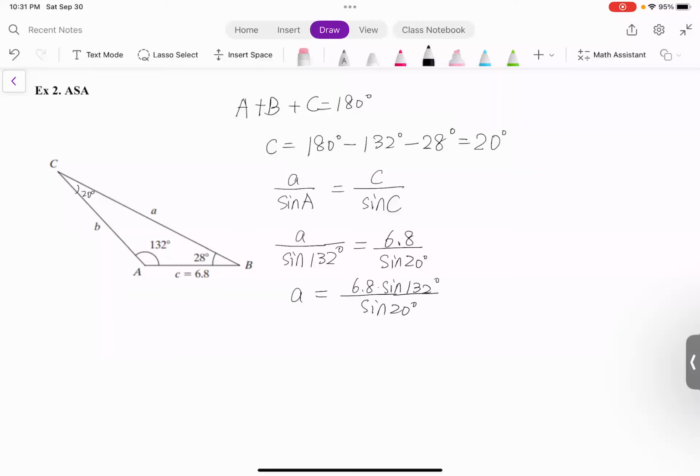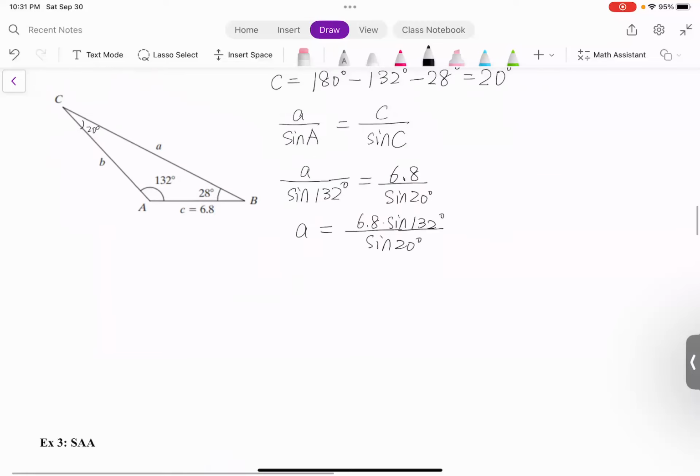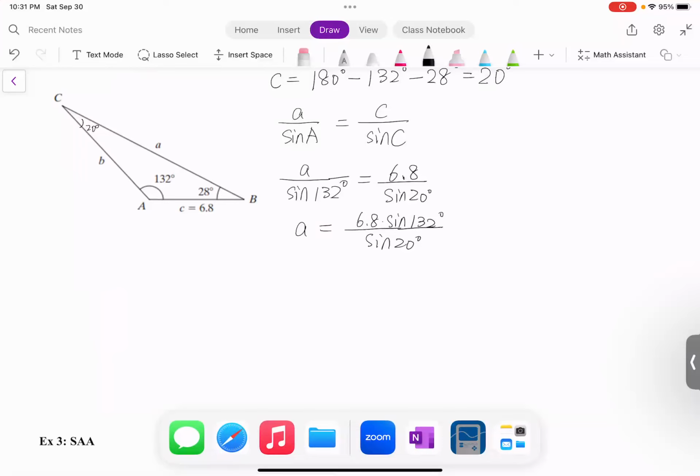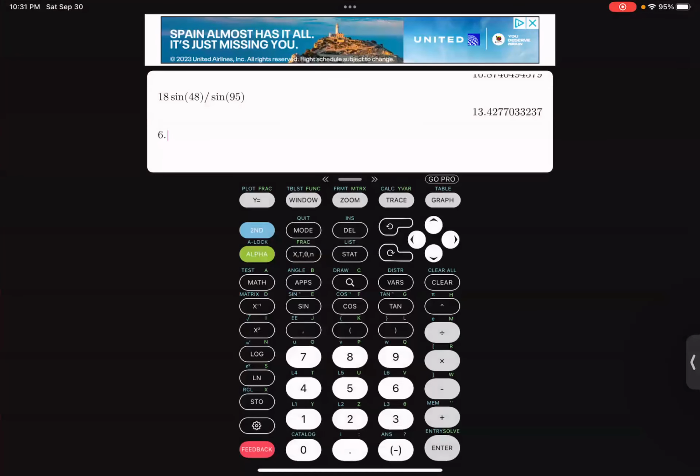So use our calculator to find the solution. Okay, so 6.8 multiplied by sine 132, all divided by sine 20, close parentheses. It's about 14.775.